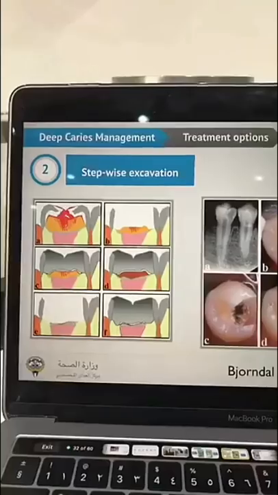Now, the question is, can we leave caries behind? You can absolutely leave it behind, but you have to do it the correct way. So how did I know about that? Well, I don't know if you heard about stepwise excavation, but this is a very famous procedure that was developed in Denmark. Let me show you a couple of cases, and then we'll talk about why it is okay to actually leave caries behind.